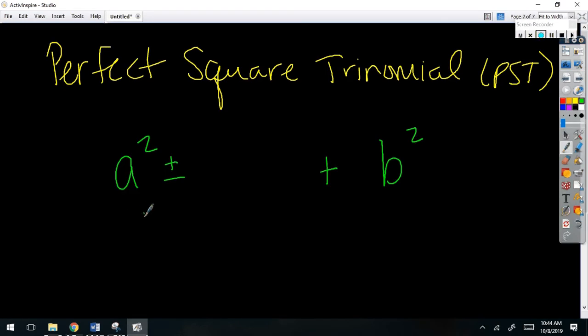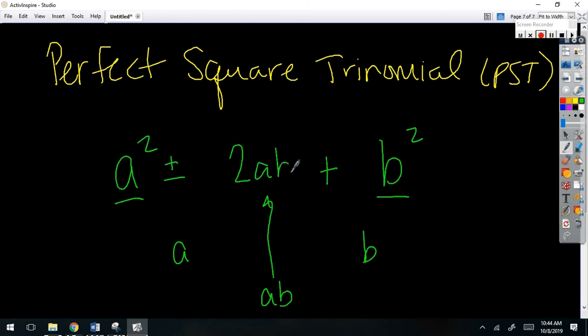Square. So what's the square root of a squared? A. So it's square, square, multiply, and double. That means it square dances. Square, square, multiply, and double.